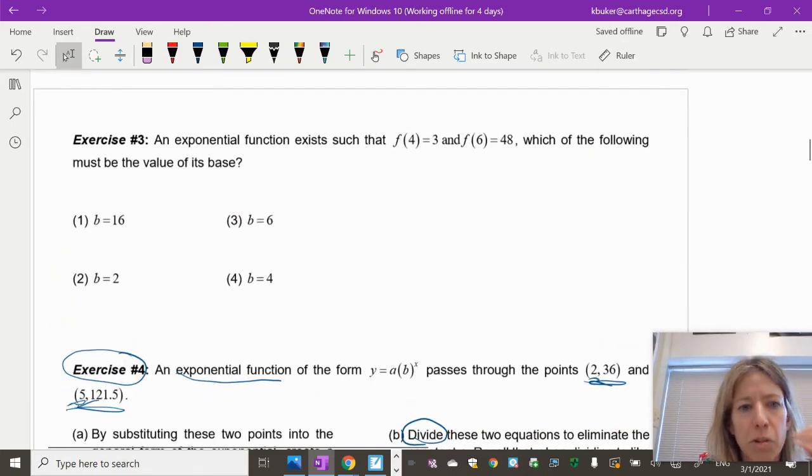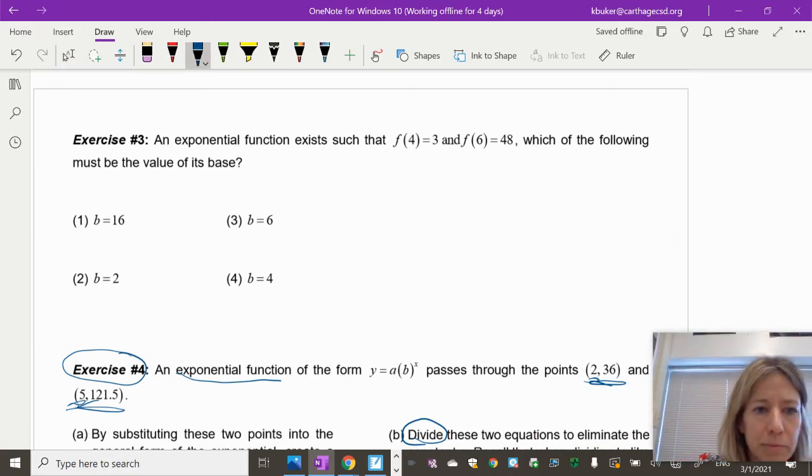All right, I'm going to go up to exercise 3. Okay, this is the same thing. We have two non-consecutive x's. We do not have a y-intercept, so we're going to make a system of equations and divide. And this one only wants the value of the base or the b value.